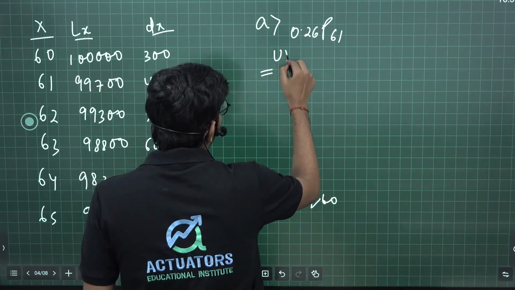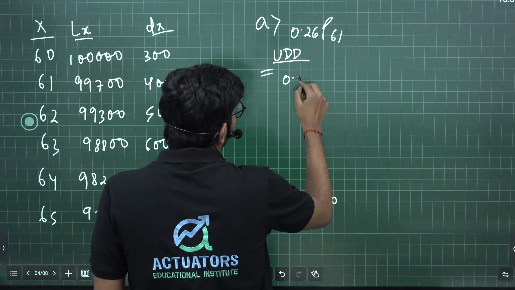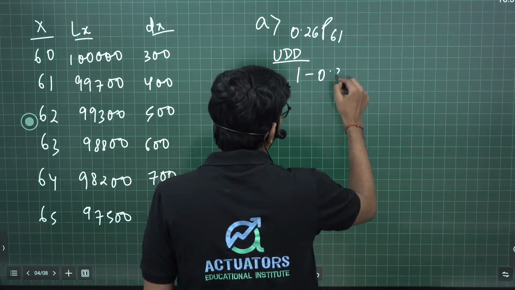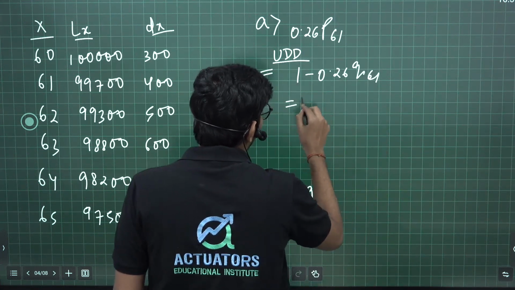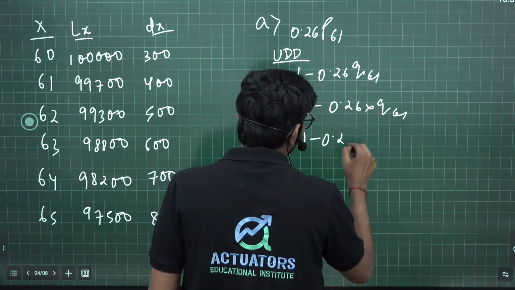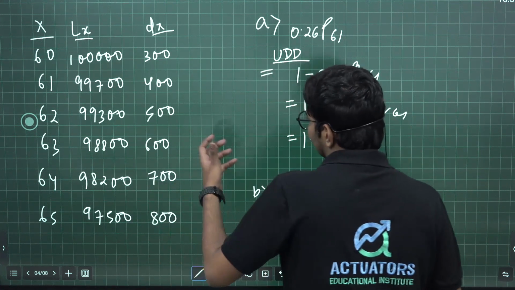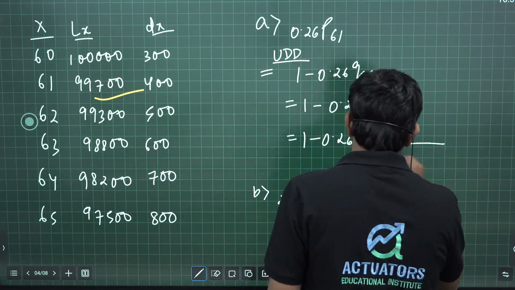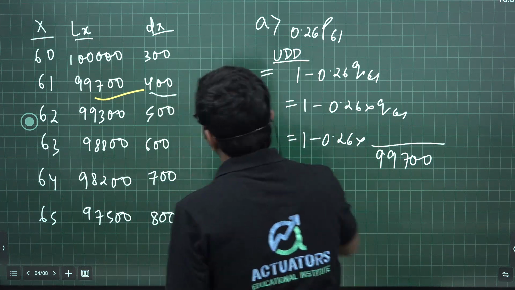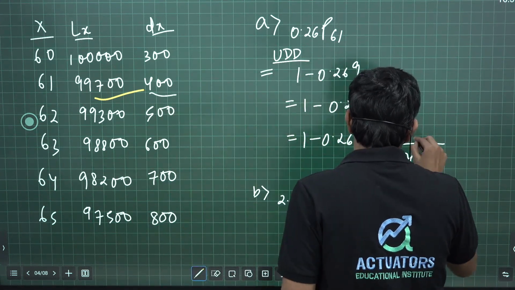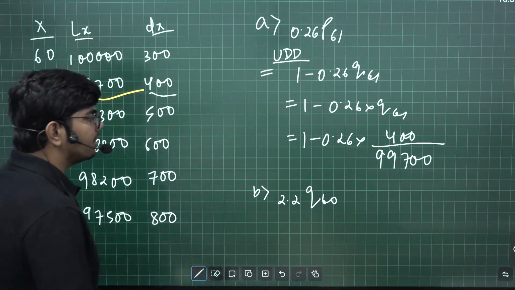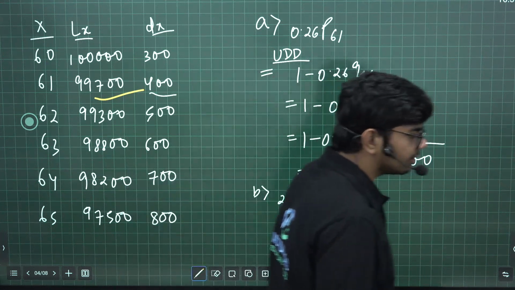Now, making the assumption of UDD, I can write this as 1 minus 0.26 Q61, which is equal to 1 minus 0.26 into Q61. Q61 essentially means that I am a part of these policyholders, so in the denominator I will have 99,700, and I want to die within the next year, so I want to be a part of these 400 people. So this will be 1 minus 0.26 multiplied by 400 by 99,700, and solving this I will get my answer.